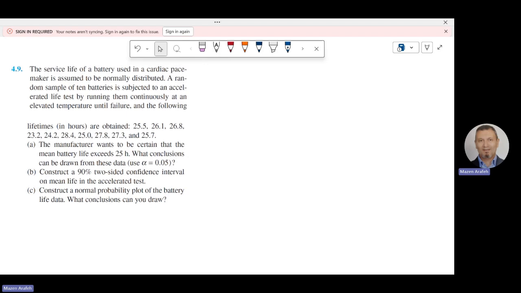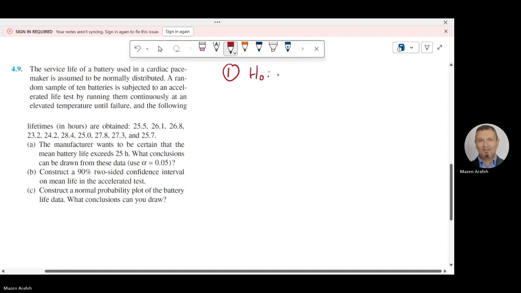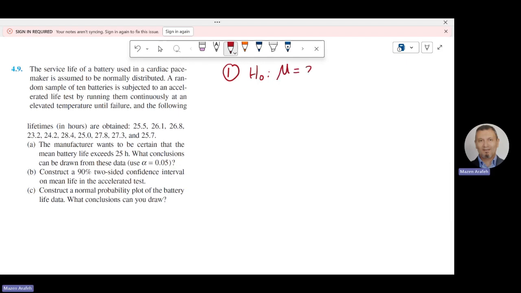So first, let's start with number one. The null hypothesis is mu equal to 25, and as we notice, the alternative is one-sided. It is greater than 25, because here it says that it exceeds 25. So this is how we know it is greater than 25.